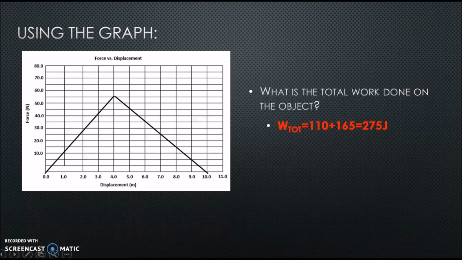Another one is, what is the work done on the object? Sorry, I think I had a little delay in the video, so I might be repeating myself just a little bit. But the last part of this problem is asking what the total work done on the object would be. And all you do is simply add the two works that you calculated in the previous two parts of the question. So that was 110. You add it to 165, and you will get 275 joules.